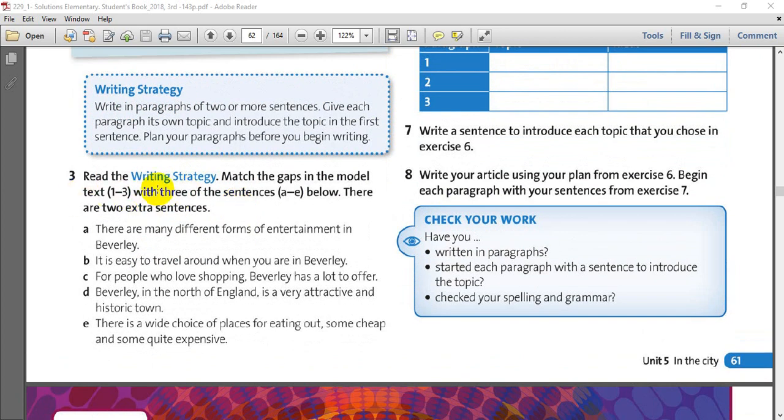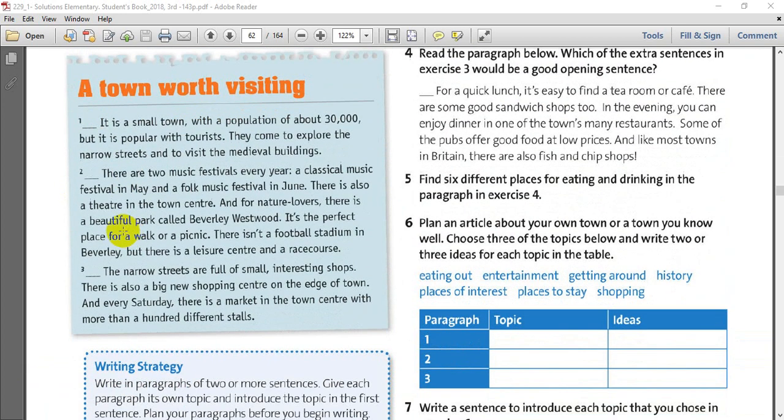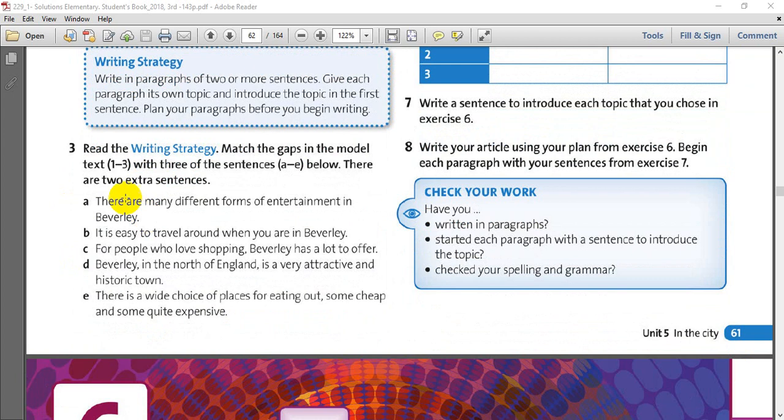Here, read the writing strategy. Match the gaps in the model text, 1 to 3, with three of the sentences A to E below. There are 2 extra sentences.